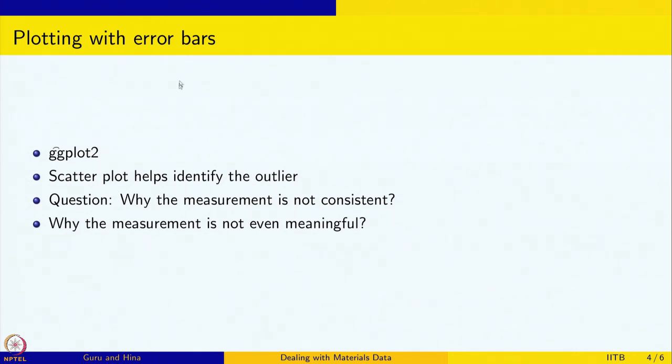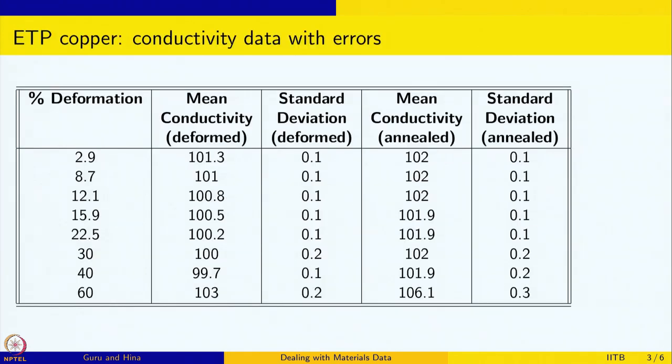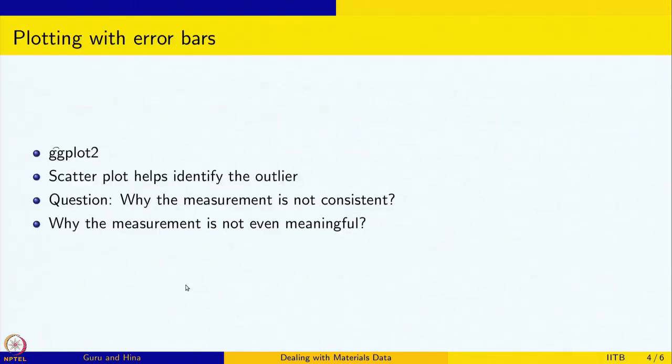Okay, so you can plot data with error bars. And scatter plots help identify the outlier, and you can also ask the question why the measurement is not consistent, right? Why the measurement is not consistent, that as it is deformed, this is going down and suddenly you find that the value has increased.